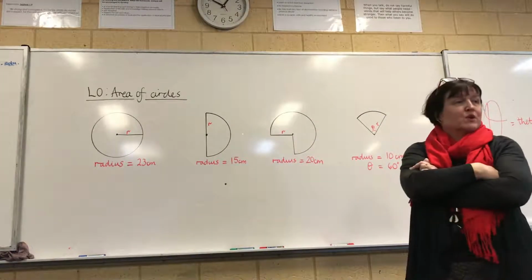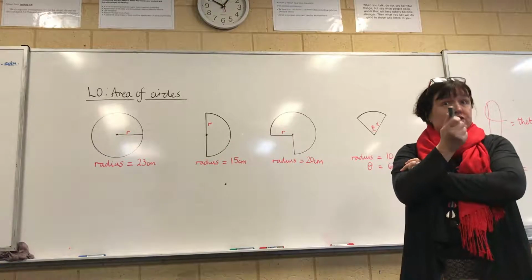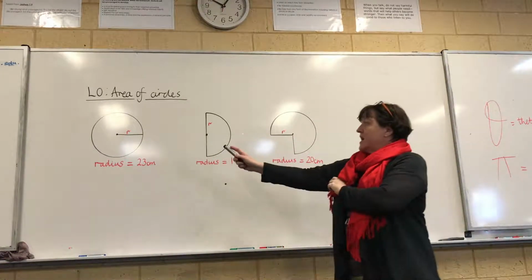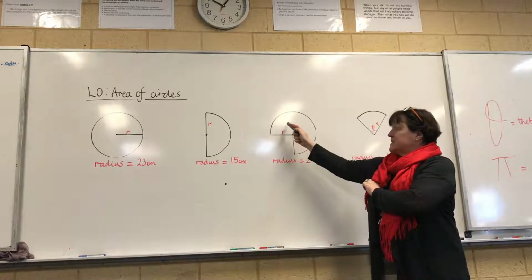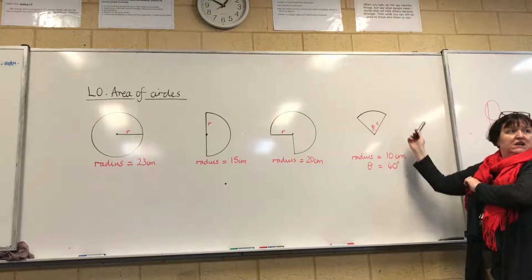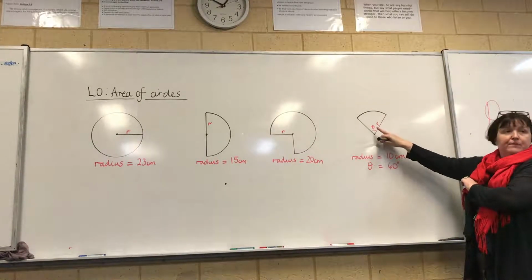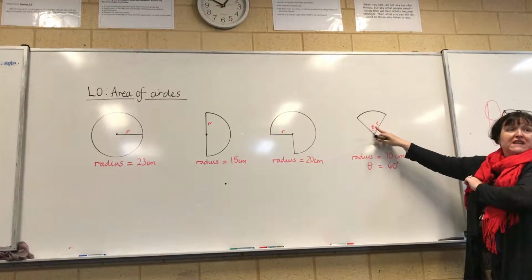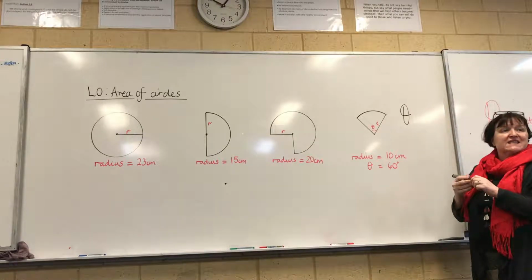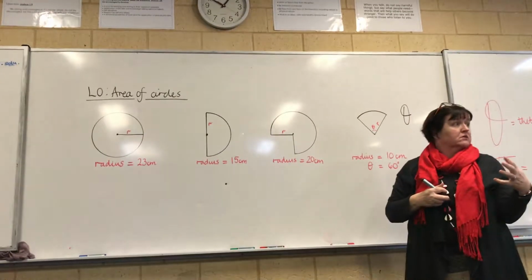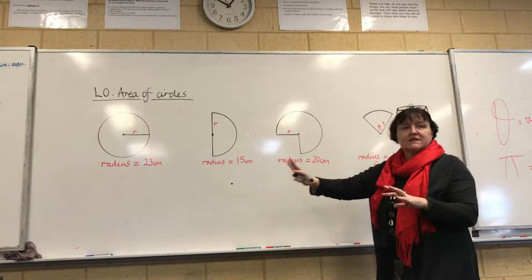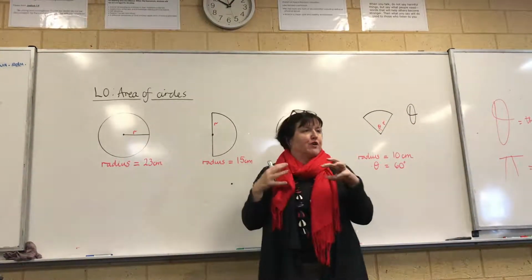So what we're going to look at this morning is the area of circles, then the area of parts of circles. So here we've got a semicircle, here we've obviously got 3/4 of a circle, and here we've got a sector of a circle with a little symbol here called theta, which stands for an unknown angle. But obviously I've given you the value of that unknown angle. So let's start with the area of the whole circle.